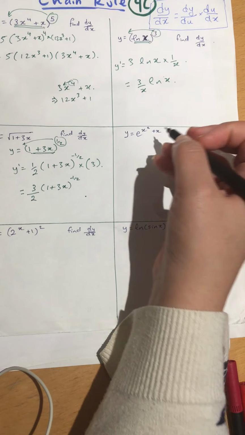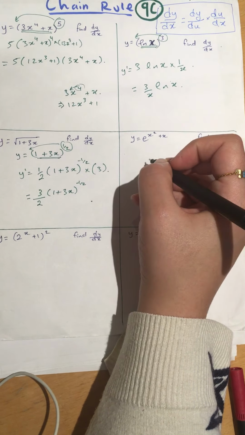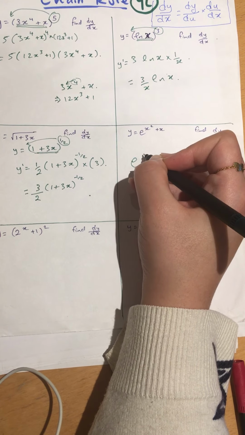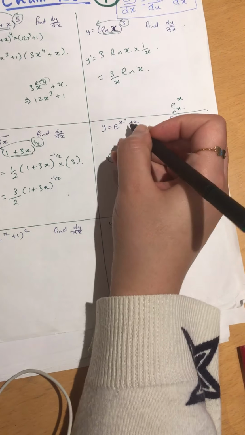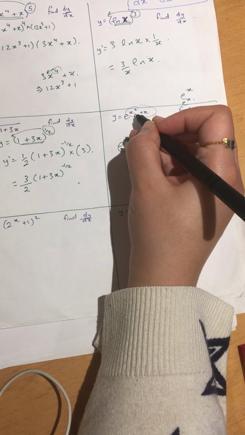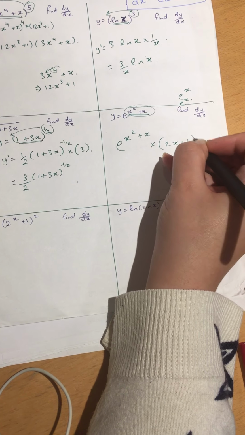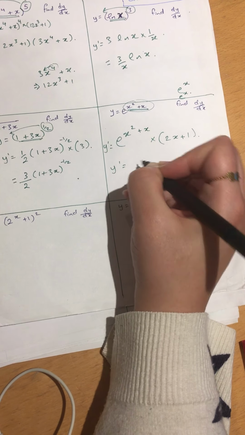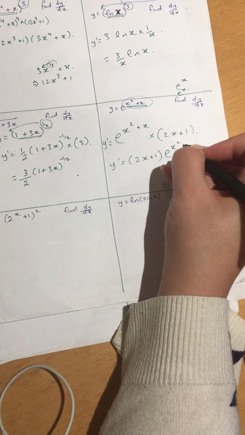We'll do a few more. If I have y is equal to e to the power x squared plus x, I want to find dy by dx. I want to differentiate e to the power x. If you differentiate e to the power x, you get e to the power x. So here, just imagine that this is x. You'll have e to the power x squared plus x. Now you want to differentiate this thing in the middle. So that will be 2x plus 1. We can rewrite the bracket first. So y dash is equal to 2x plus 1 e to the power x squared plus x.